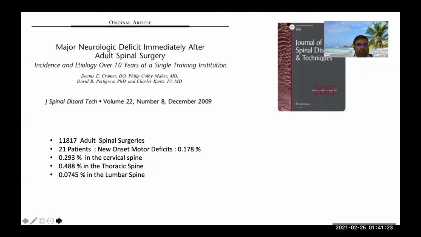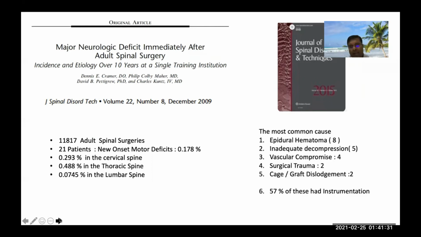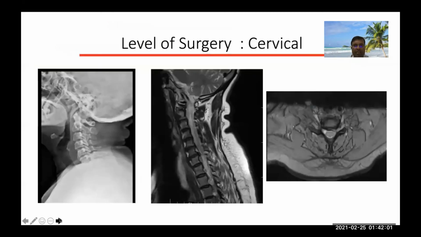Among them, the maximum number were in the cervical spine, followed by thoracic, and the least in the lumbar, as you would expect. In their series, the most common cause of post-operative deficits was epidural hematoma in a vast majority of patients, followed by inadequate decompression, vascular compromise, surgical trauma or tissue handling, and cage displacement. Among them, a vast majority had instrumentation. So adding instrumentation is known to increase the incidence of post-operative neurodeficit.